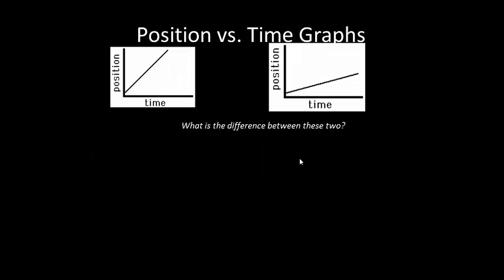Let's compare these two graphs side by side. Both of them are a position versus time graph, and both of them show a constant velocity because we have a nice straight line, even slope. This graph on the left, though, indicates the object is moving relatively fast. The graph on the right is showing that the object is moving relatively slow. The steeper the slope, as indicated by the graph on the left, the faster the object is moving.